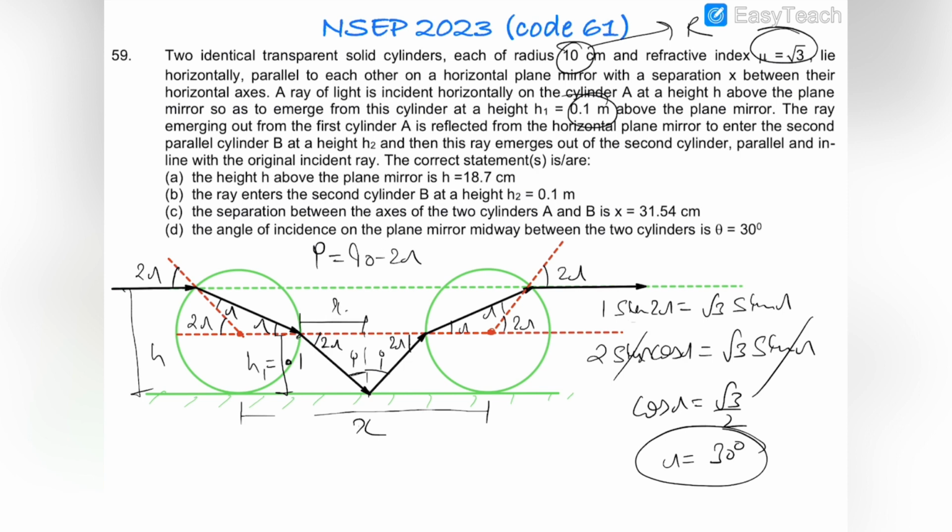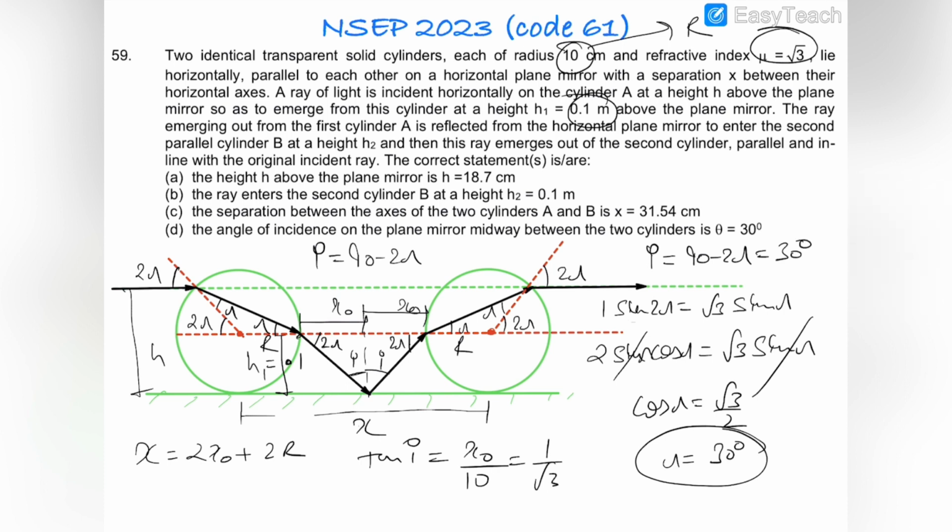So let us suppose that this is x naught and this is x naught. And this is obviously r and this is obviously r. So x is equal to 2x naught plus 2r. Now you can see that tan I is equal to x naught upon this height. This height is 10 centimeter, 0.1, and I will be equal to 90 minus 2r, so it would be 30 degree. So tan 30 is 1 by root 3, so x naught would be equal to 10 by root 3. So x will be equal to 20 by root 3 plus 20, which is approximately 31.54.